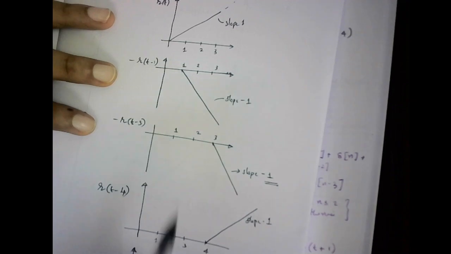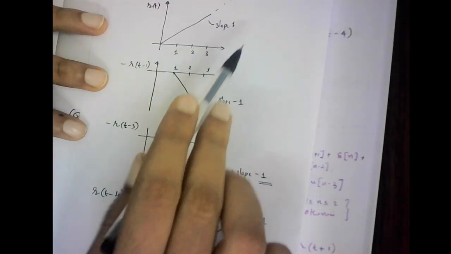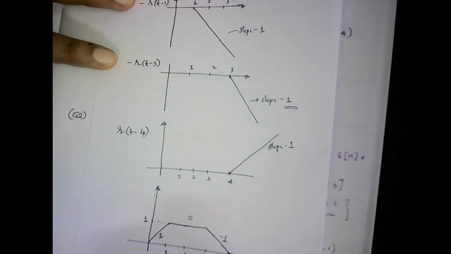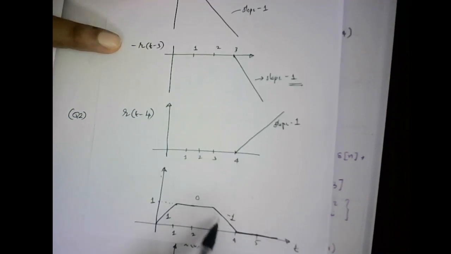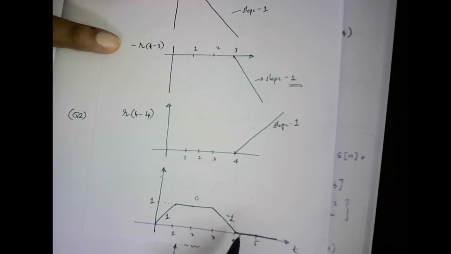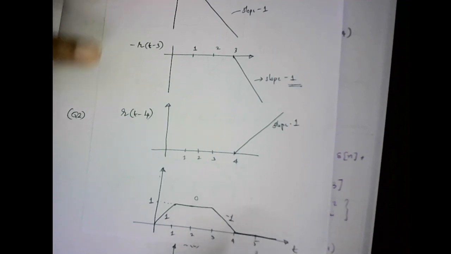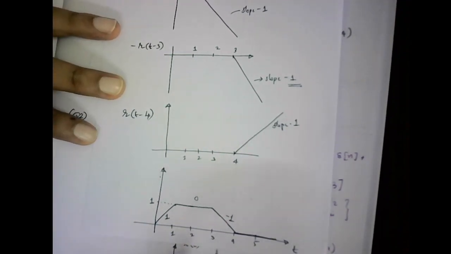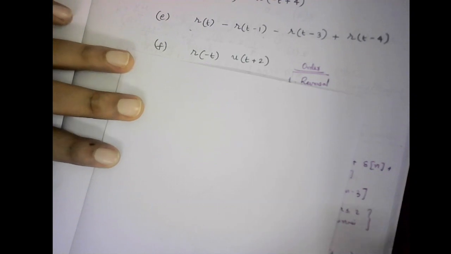And for the fourth block, the net slope is 1 minus 1 minus 1, it is minus 1. So in this region the slope is minus 1, here the slope is 0. In the last time block, what is the net slope? It will be 1 minus 1 minus 1 plus 1, and it will be 0. So that is why we are getting a shape like this. This is the resulting graph. I hope it is clear. Let me go to the next question.